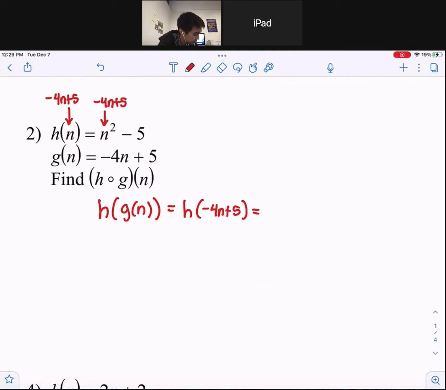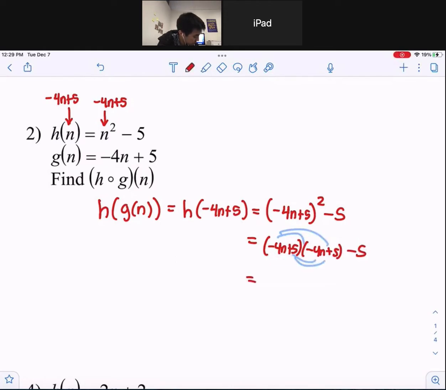So negative 4n plus 5. Look, we're plugging into here. We already have this. This is this. Negative 4n plus 5 to the second power minus 5. Now we can rewrite this as negative 4n plus 5 times negative 4n plus 5 minus 5, and we distribute.